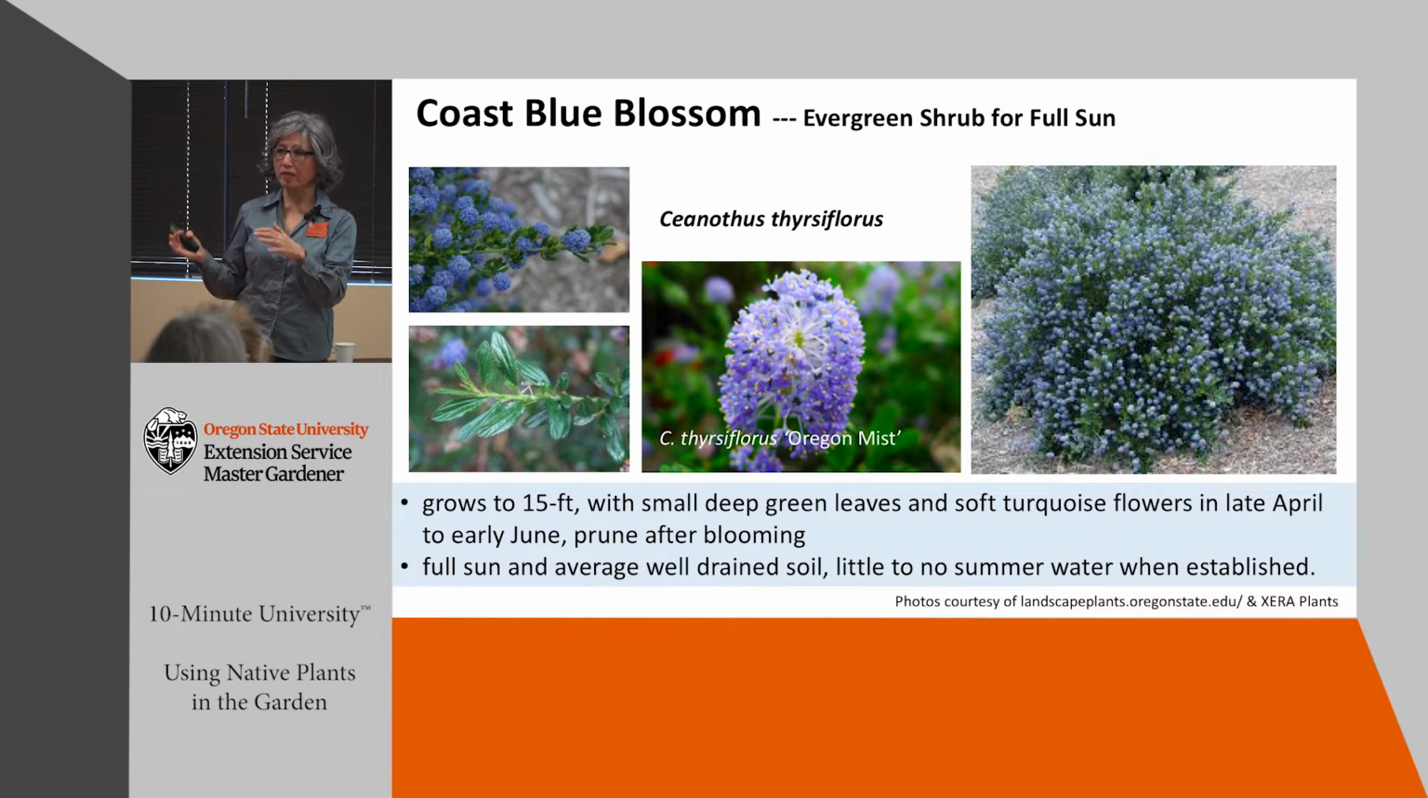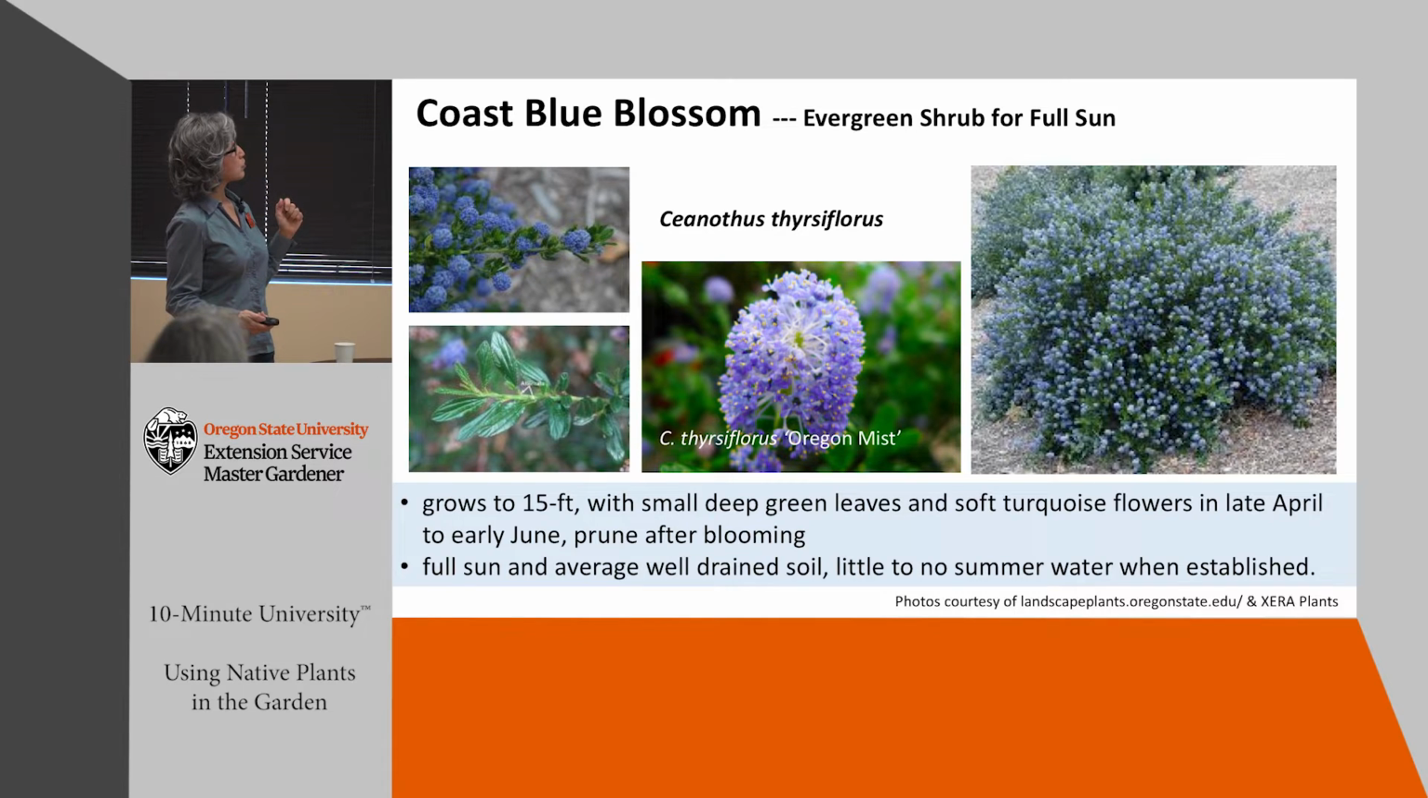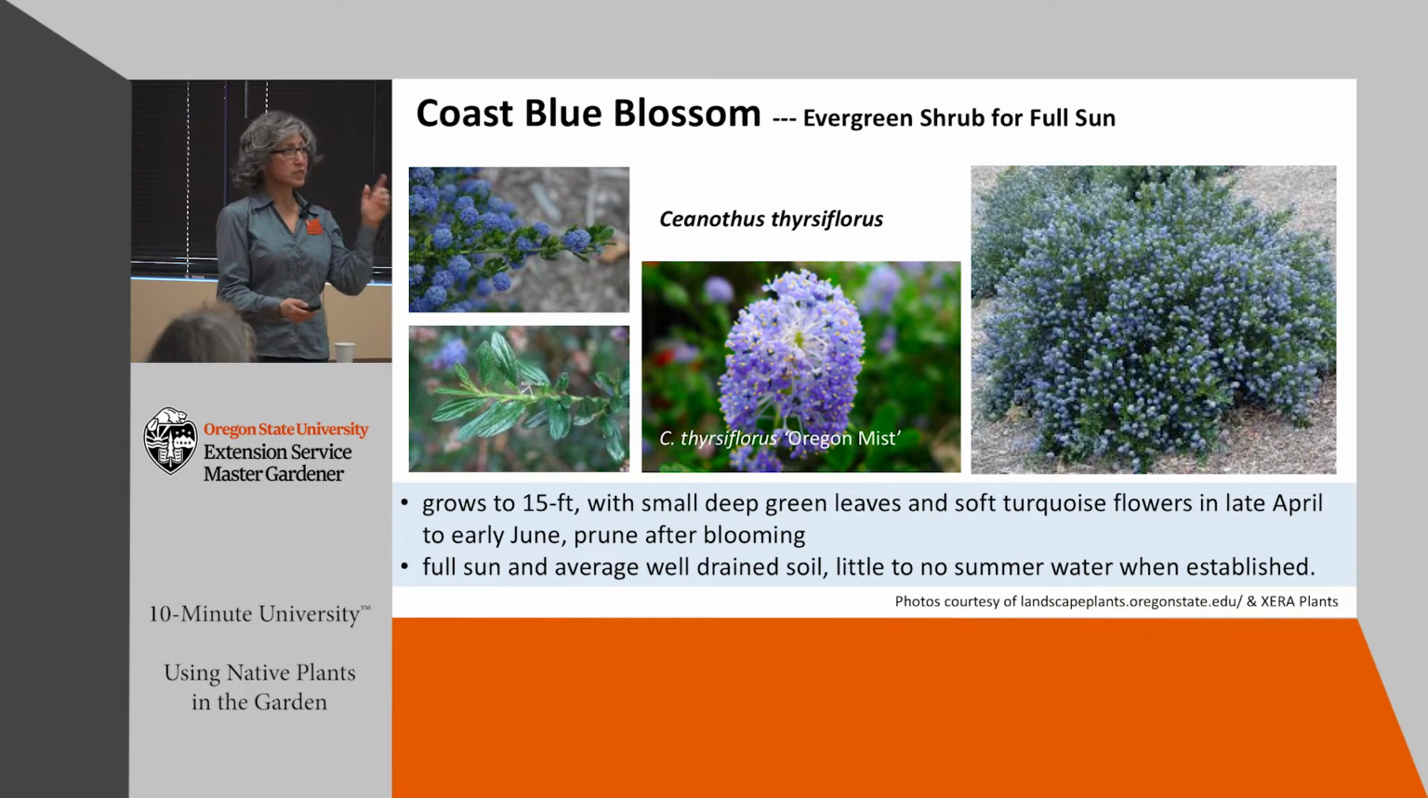So we've looked at some deciduous small trees. Now let's look at some evergreen shrubs. And these are 10 to 15 feet high. All right, so coast blue blossom, ceanothus, lots of varieties, but this is the native species, thyrsiflorus. And it has nice flowers, takes full sun, and in general, once they're established, they don't want summer water. They're very, very drought tolerant, and they look best in full sun.